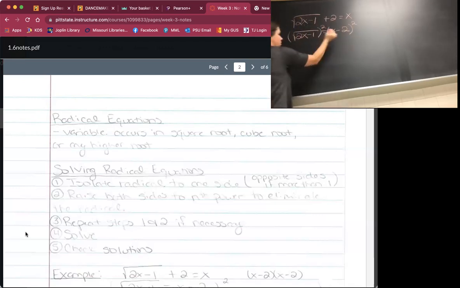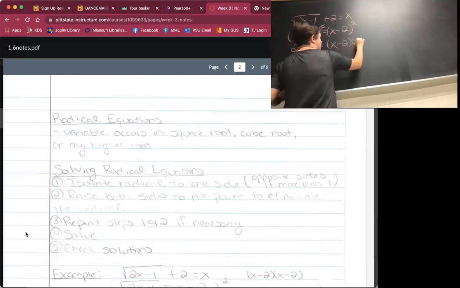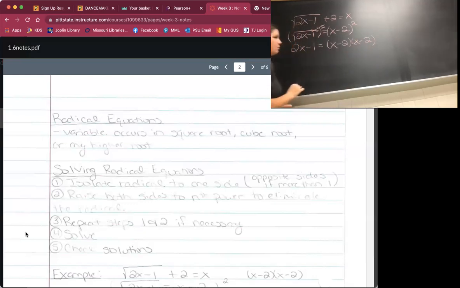Remember, you do it on one side, you have to do it on the other. When you square a square root, that causes it to go away. So that'll leave me with 2x minus 1 on the left. But on the right, I'm going to have to FOIL in order to figure out what x minus 2 squared is.